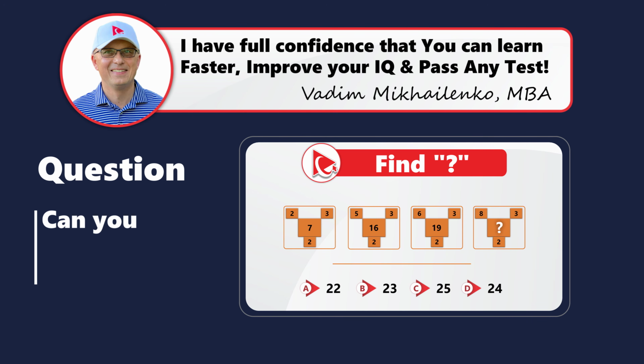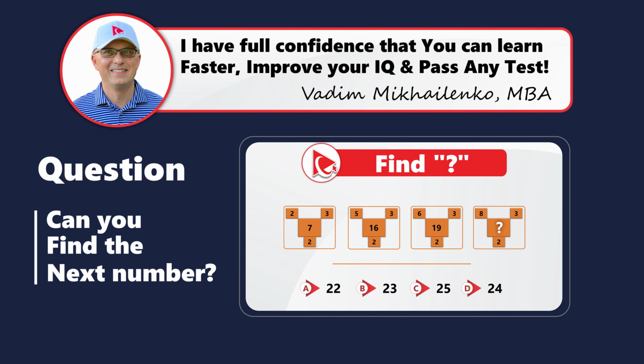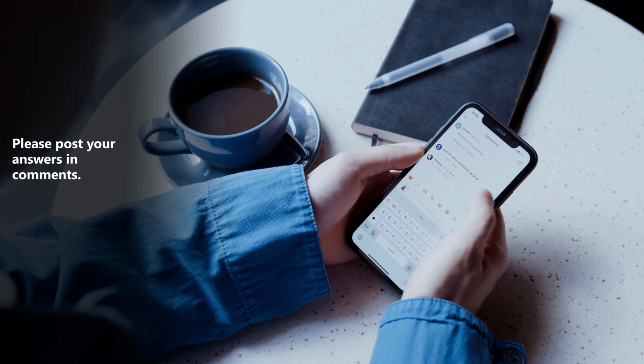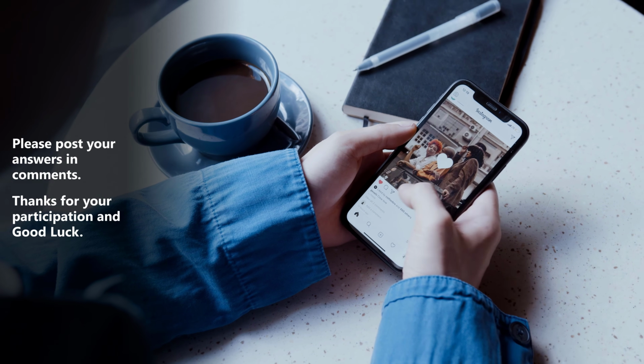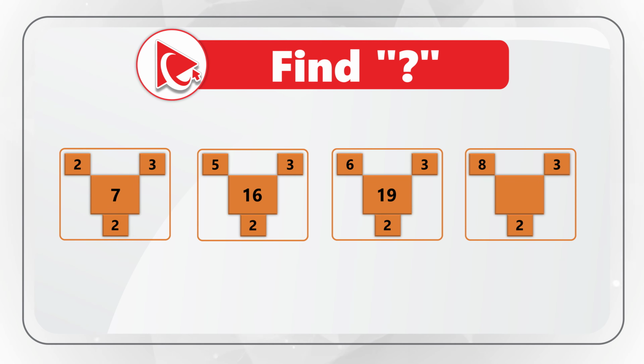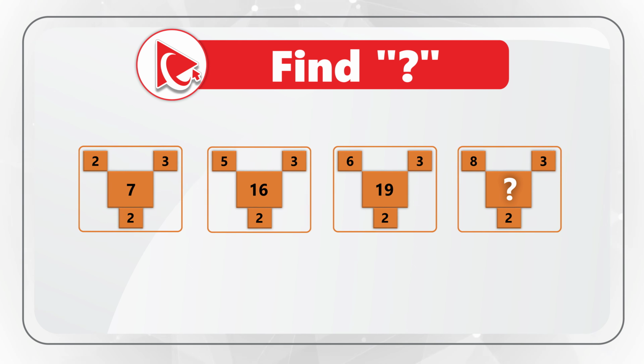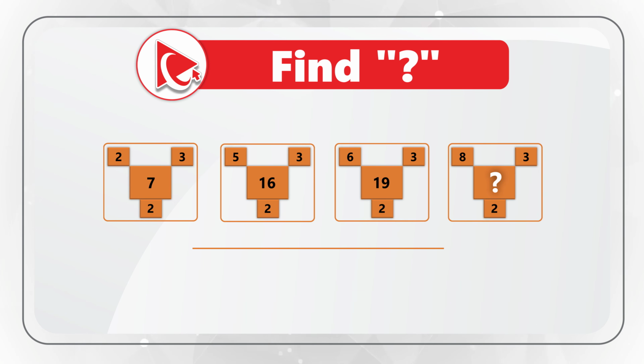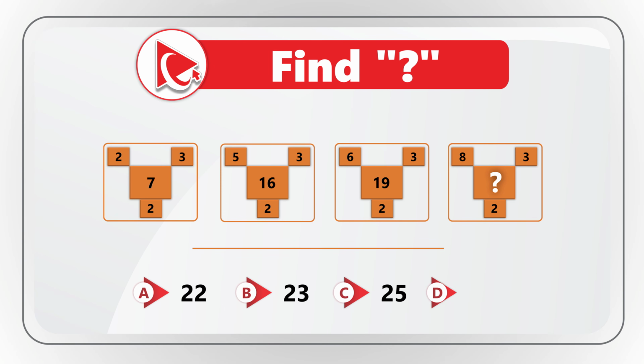And now here's a surprise question for you to try your skills. Instead of giving you the answer, I'm going to ask you to calculate the answer and post your solution in comments. You're presented with 4 shapes. 3 shapes are fully populated with numbers, and the 4th shape has the middle number missing. You need to detect the pattern and calculate the missing number out of 4 different choices. Choice A, 22, choice B, 23, choice C, 25, and then last but not least, choice D, 24.